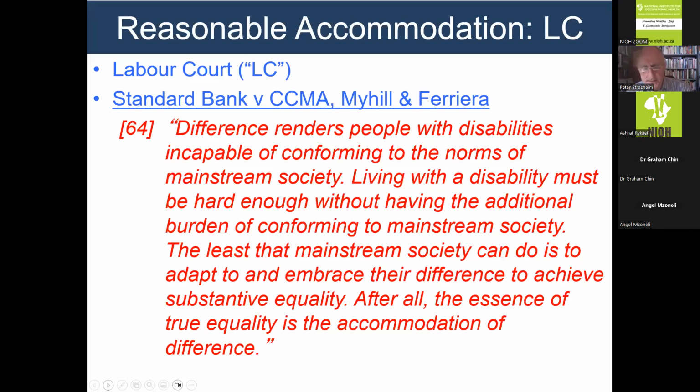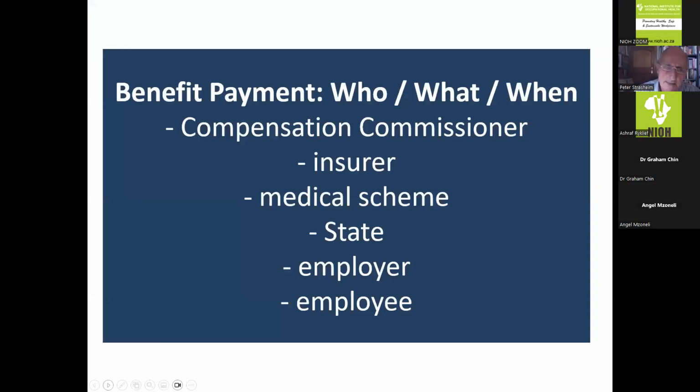And she says, after all, the essence of true equality is the accommodation of difference. It cannot be more strongly and more effectively put than that. We're a country in which we respect the diversity of everyone and the difference that everyone brings to society and employment. And everyone needs to be accommodated to respect their difference and their ability and opportunity to participate. Right. Thank you. Then to the next slide.